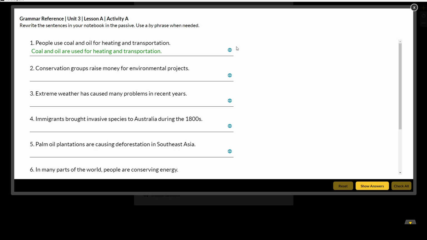All right. Conservation groups raise money for environmental projects. In the passive voice, money is raised by conservation groups for environmental projects. But if somebody wrote, money is raised for environmental projects, it's not wrong, but it is good to know who is raising the money. Okay. Extreme weather has caused many problems in recent years. Many problems have been caused by extreme weather in recent years.